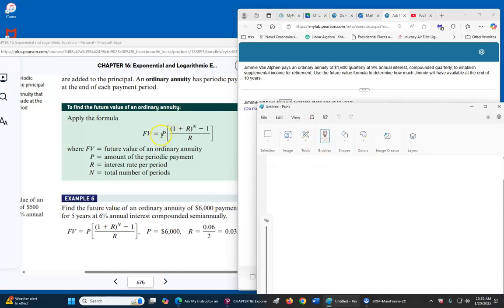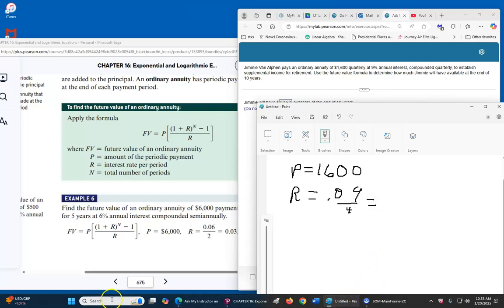And so in this formula, P, that's the $1,600. That's how much they're paying each quarter. Now R is the interest rate per period. And so the rate is 9%, and 9% is 0.09. But this is compounded quarterly, so we need the rate per period. So that means it's 9% over 4.